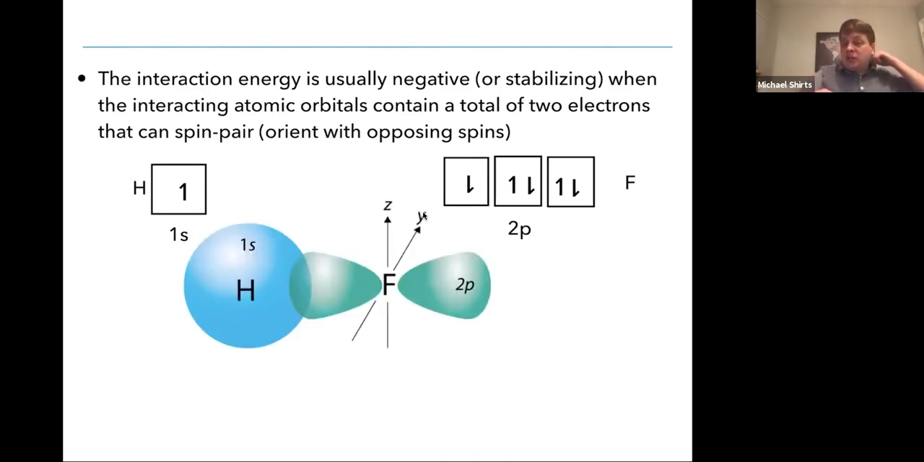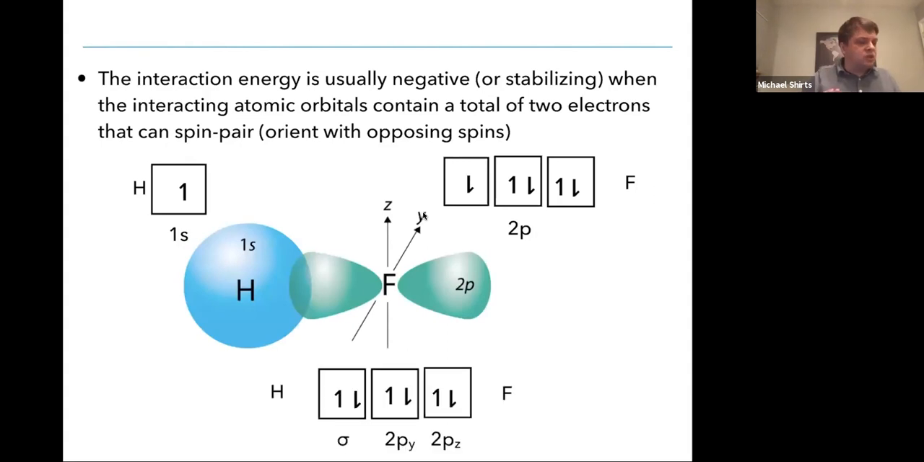And so you can imagine, and it's a relatively good approximation, that you have a new orbital formed by the combination of the 2p orbital orienting in that direction. And again, it doesn't really matter which direction, x, y, or z. They're symmetric. So you have the 2py and the 2pz that don't really participate very much.